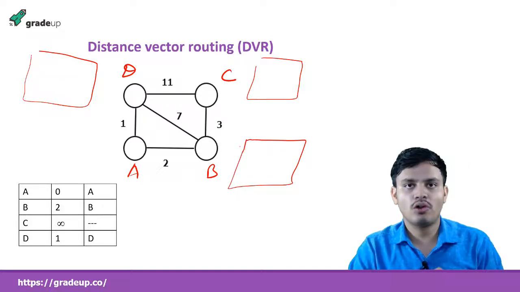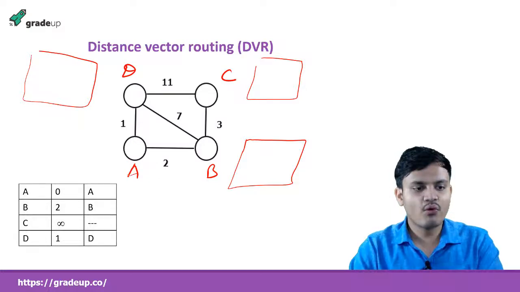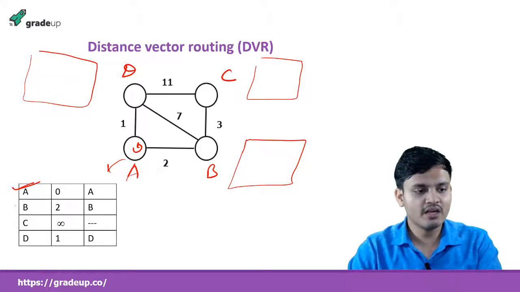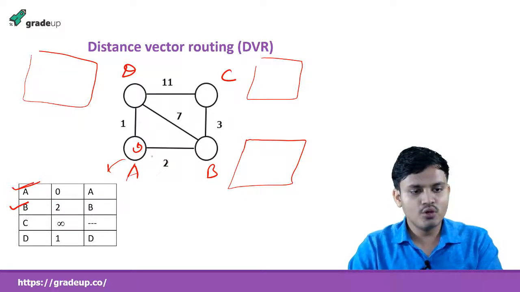They are going to use local knowledge. Local knowledge means, see, this table is for A, and A wants to go to A. What will be the cost? 0. And how does it go? It is going through A. When A wants to go to itself, there will be no cost, obviously. But this row means that A wants to go to B. And what will be the cost?